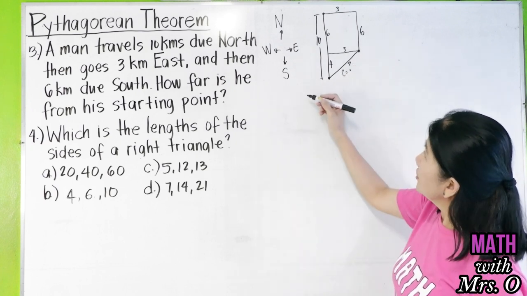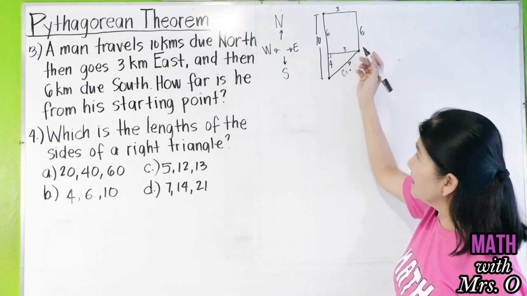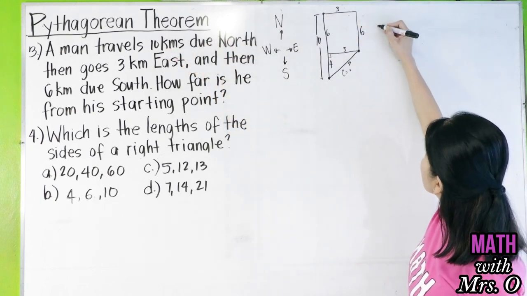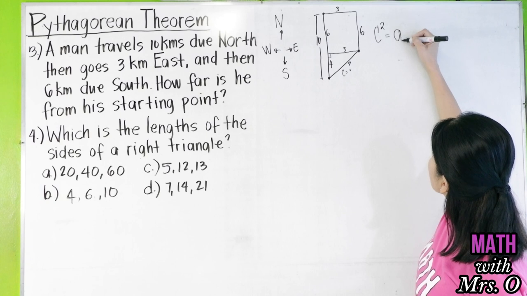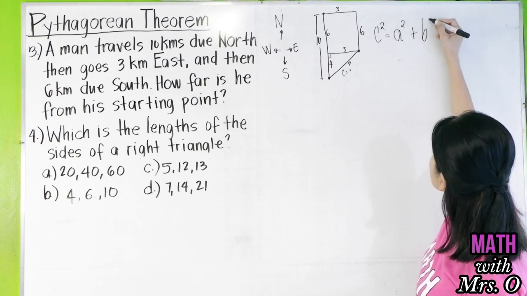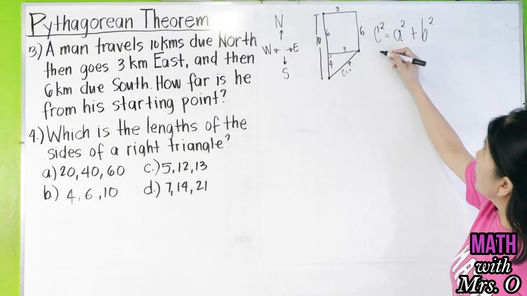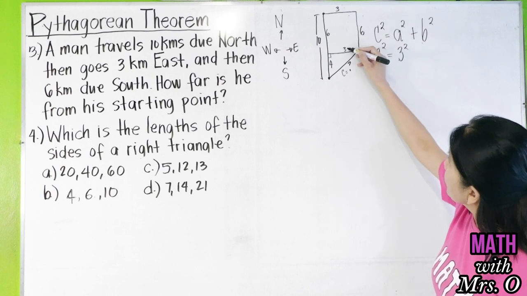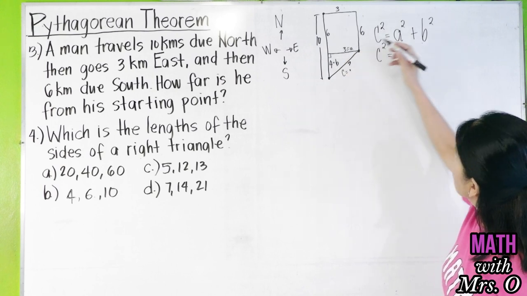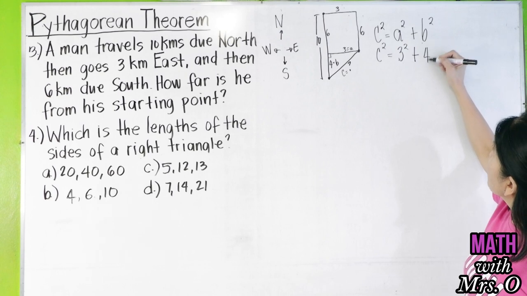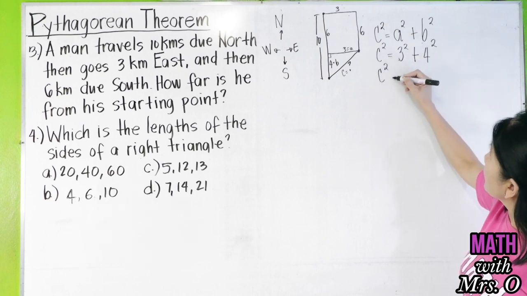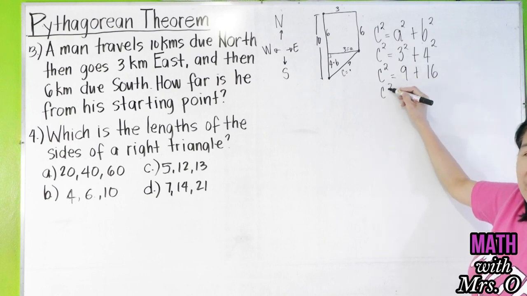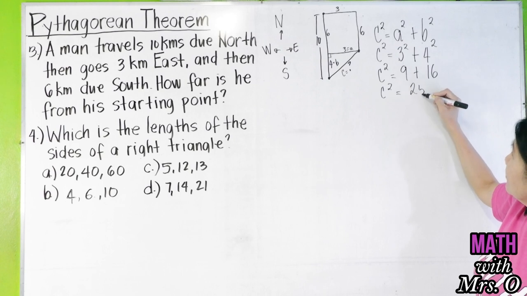Therefore, now you know that you have a right triangle here, and the Pythagorean theorem applies. So we have here C squared equals A squared plus B squared. C squared is the unknown, so C squared equals 3 squared. We can let this be A and this be B, plus 4 squared gives us C squared equals 9 plus 16. And C squared equals 25.